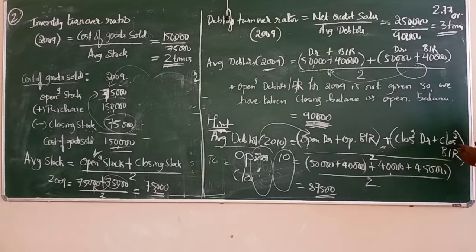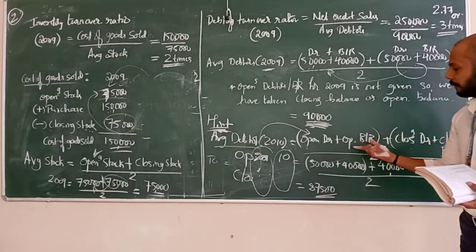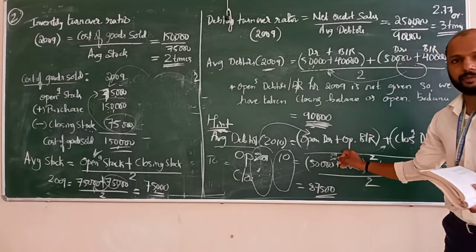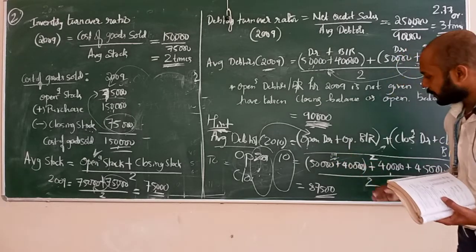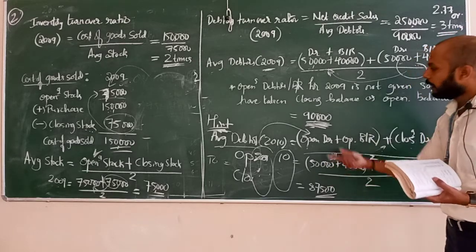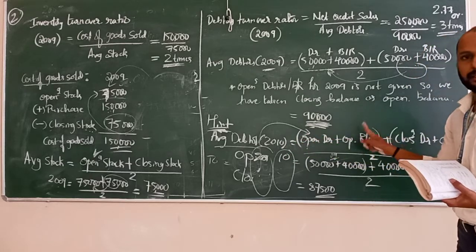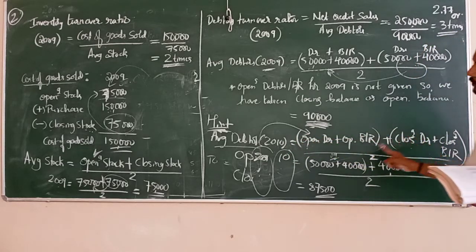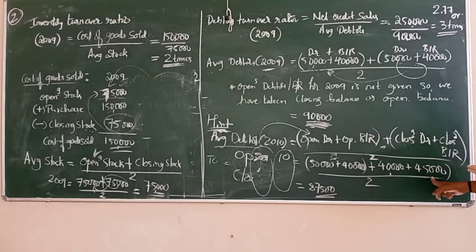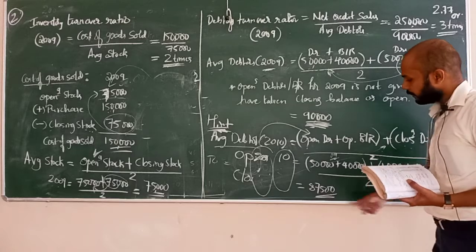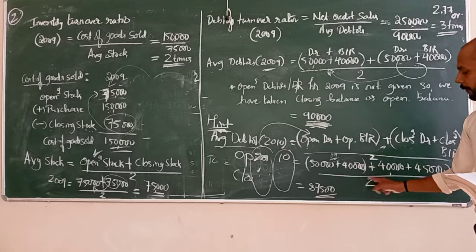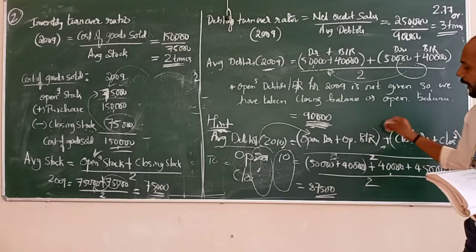The opening balance of debtors and opening balance of bills receivable, we refer to the closing balances of 2009, which are given under the balance sheet. In the balance sheet they have given the 2009 amounts of debtors and bills receivable, and we consider that as the 2010 opening balance. For closing balances, we take the 2010 balances of debtors and bills receivable. So all together you will get 87,500 when you divide by 2. Total and divide by 2, you get 87,500, this is for reference only.